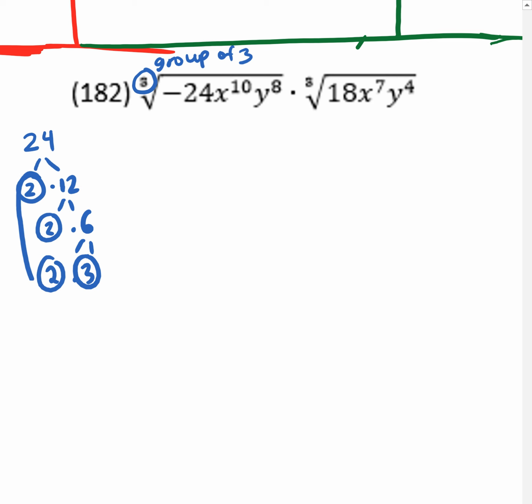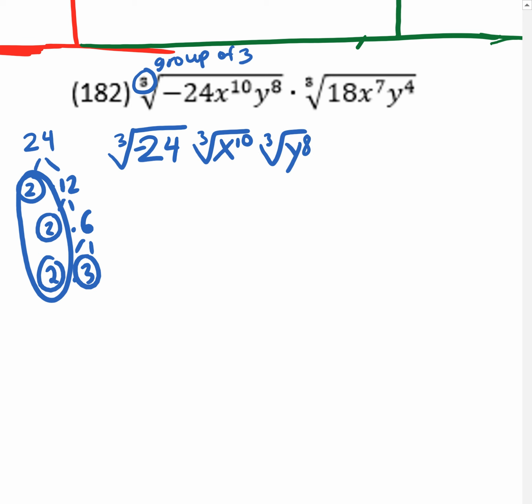And I do see a group of three 2's here. 2, 2, 2. So that means one 2 gets to escape. You know what I should do? I forgot. I should go give the 24 its own cube root, the 10 its own cube root, and the y its own cube root. Okay, now we're going to keep going. I'll worry about this guy later.